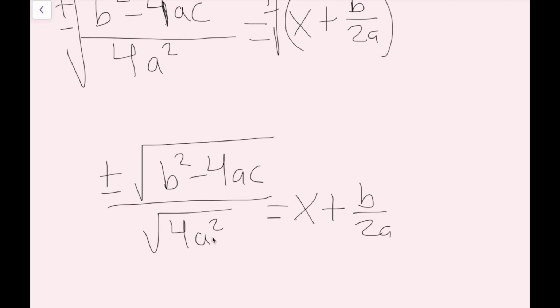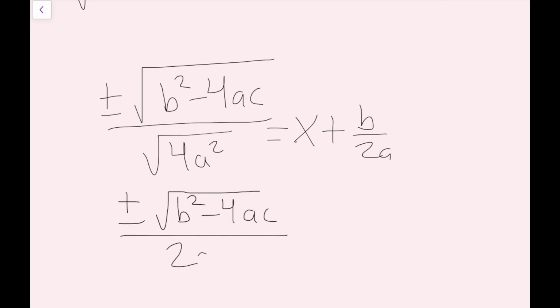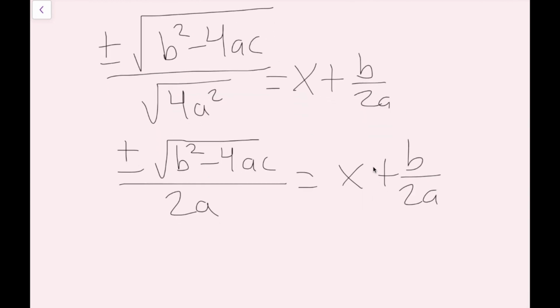But 4a squared is technically a perfect square, because 4 is a perfect square and a squared is something that's being squared. So I can rewrite this again as plus or minus the square root of b squared minus 4ac, all over 2a. That equals x plus b over 2a. Now, all I have to do to solve for x is get rid of this plus b over 2a, which is just minus b over 2a on both sides.